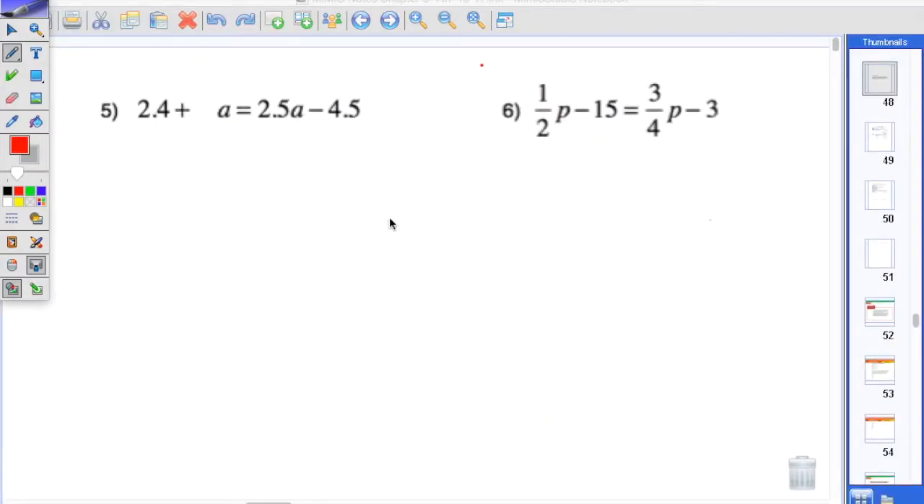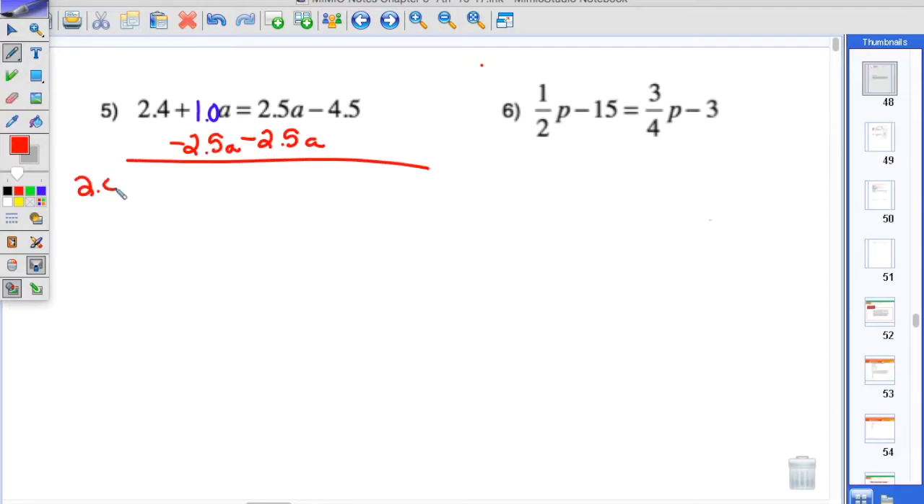Number 5 is 2.4 plus a is equal to 2.5a minus 4.5. Since we're dealing with decimals and I need to get one of my variables to one side, I'm going to put a 1.0 in front of the a. Now I can subtract the 2.5a from both sides.